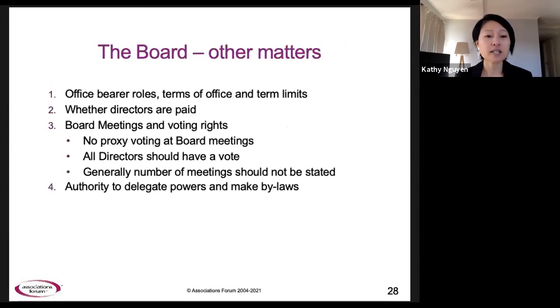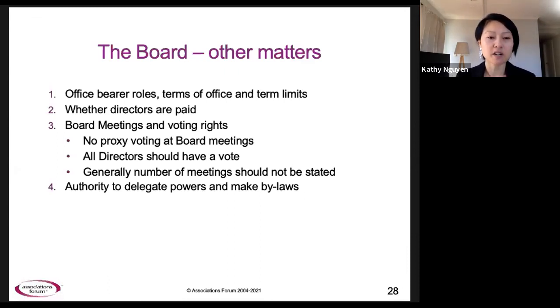Now, some other matters about the board. So the Constitution would address office bearer roles. What we mean by an office bearer is a director with a title. And the most common office bearers are treasurer, president, vice president, or they might be called chair and vice chair or deputy chair. And some constitutions also mention a treasurer and a secretary, which is fine when you're starting out, but especially if you do get staff, then we do not recommend honorary treasurers or honorary secretaries, because those jobs could be done by the paid staff or secretariat.